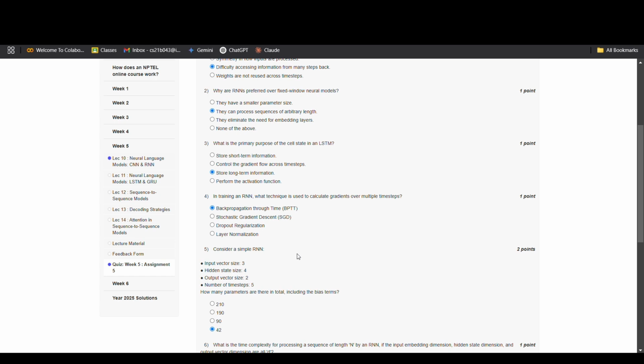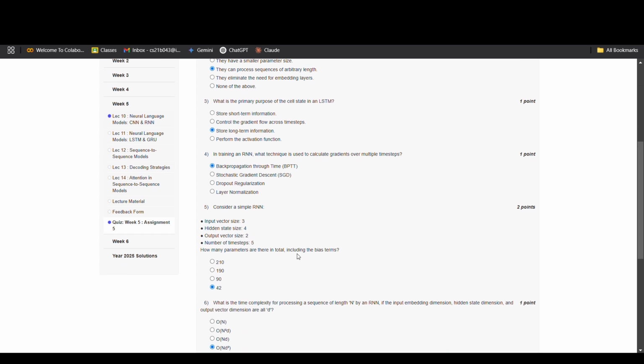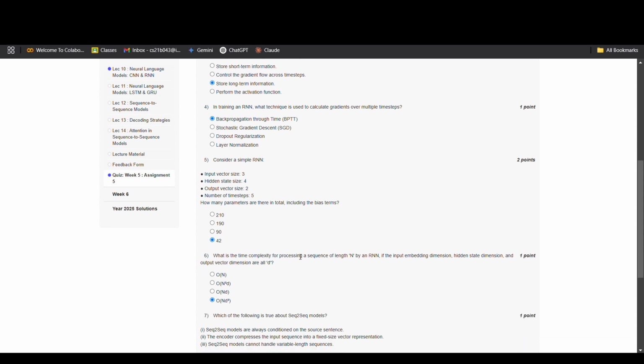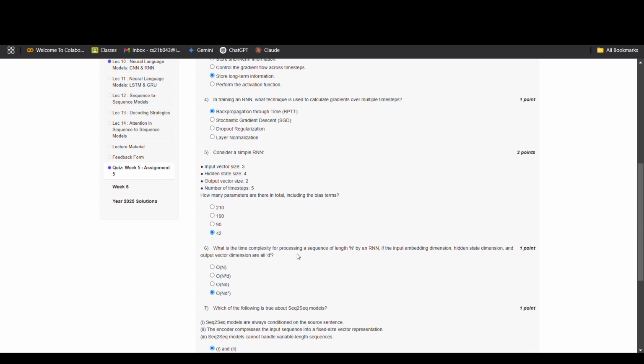For question 3, the store long-term information, is it a solution to the vanishing gradients problem which you said above? Yes, you're right. The ability of the LSTM cell to store long-term information does help with the vanishing gradient problem because it allows information to persist over many time steps without being lost as easily. Okay. Now, moving to question 4. You've selected backpropagation through time, which is correct.